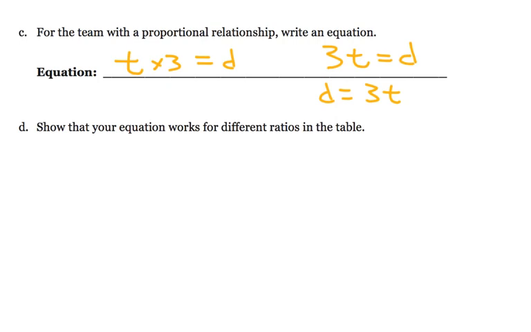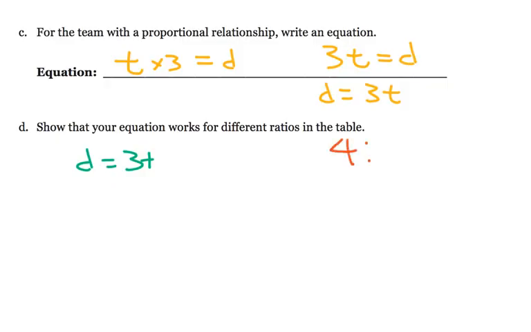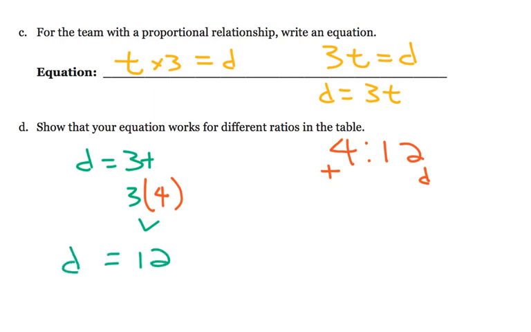D says show that your equation works for different ratios in the table. So I'm going to take this form of the equation, and I'm going to go to one we haven't talked about yet, this ratio of 4 to 12, where this number is the time and this number is the distance. And then what I'm going to do is I'm going to show that it works by substituting in 4 for t. And when we do that, we get 12, which is equal to the distance. So that's one way to show that this equation works for any values in the table.